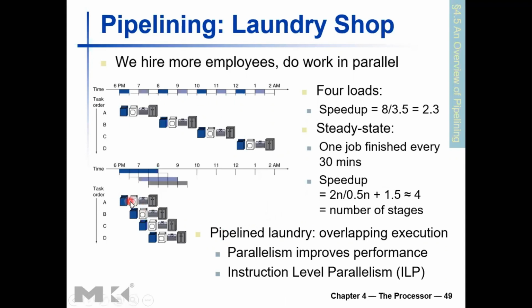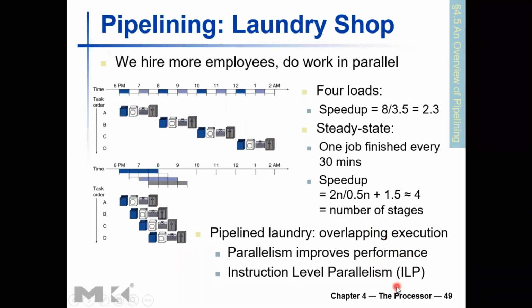We are overlapping the execution of different workloads, right? And we try to maximally utilize the hardware that we have. In the laundry example, we try to utilize all the stations at any given time. Whereas here, at any given time, only one station is being utilized, right? So parallel use, so parallel execution, overlapping execution helps us improve the overall performance of our system.